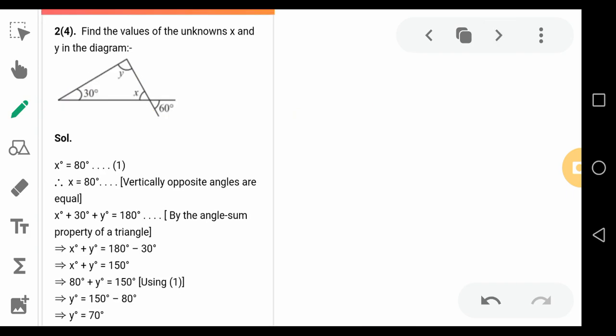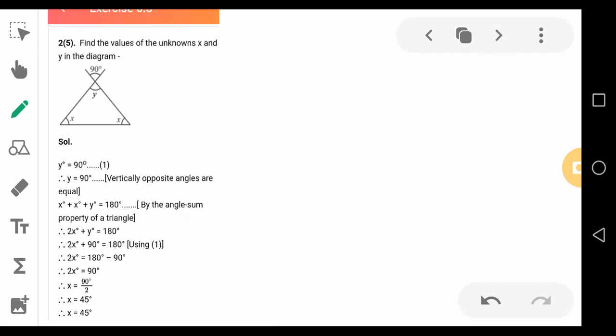Find the values of the unknown x and y in the diagram. Same thing. These two lines are intersecting. So these two angles will form vertically opposite angles, right? So x is equal to 80. Then you have to use angle sum property. Clear? Now fifth one. Find the values of the unknown x and y in the diagram.